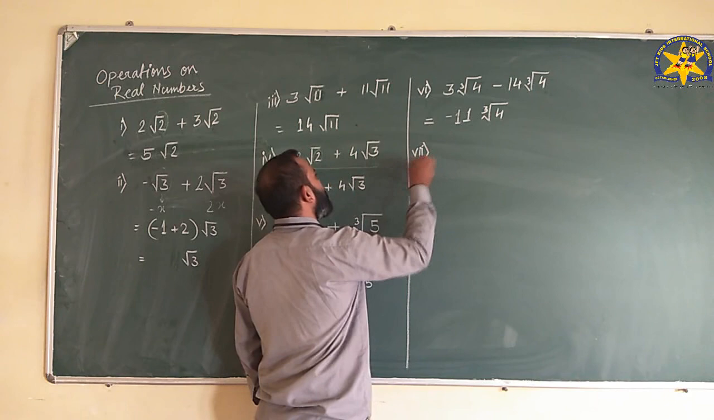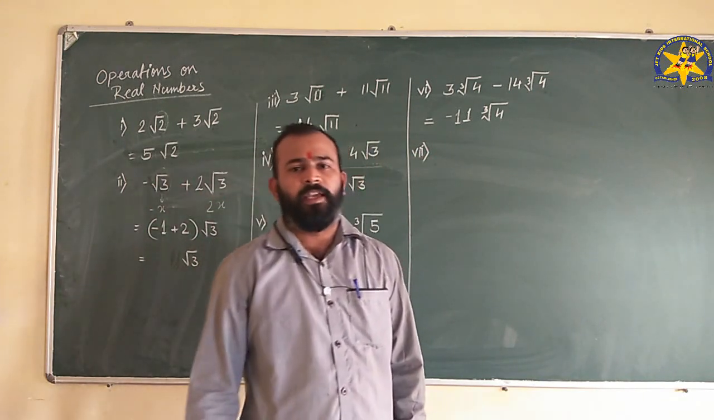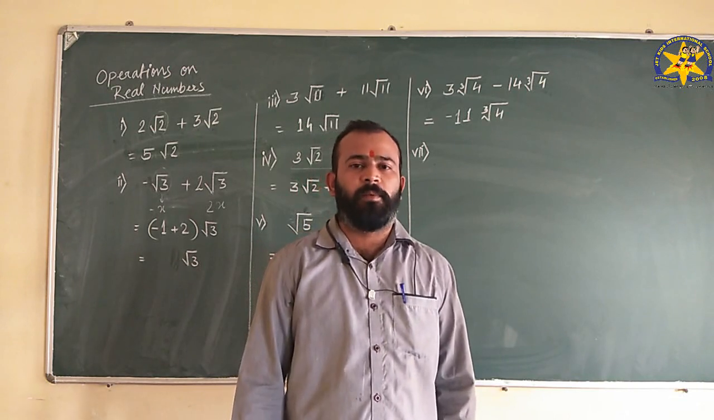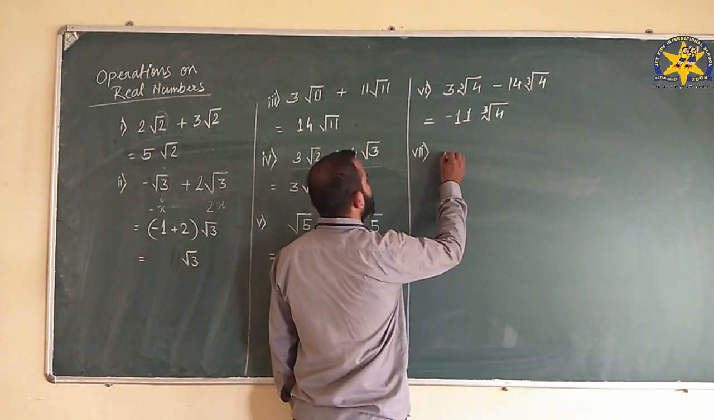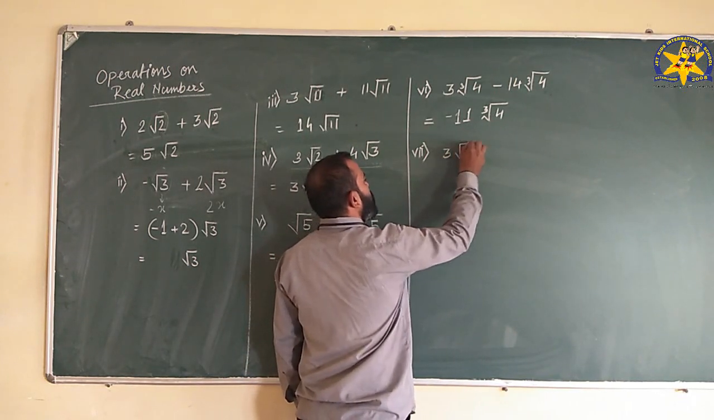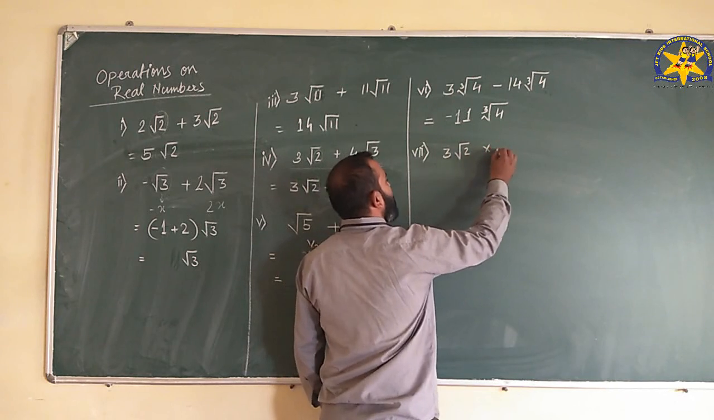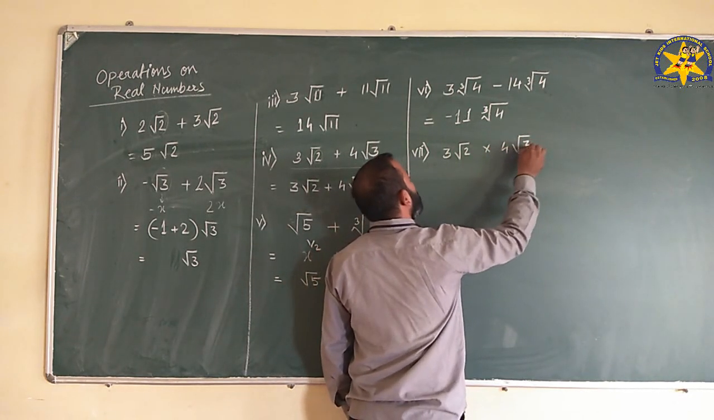Multiplication and division are very easy. As we have seen in algebraic expressions, any two terms can be multiplied. Okay? So if I am taking here 3 root 2 multiplied by 4 root 3.